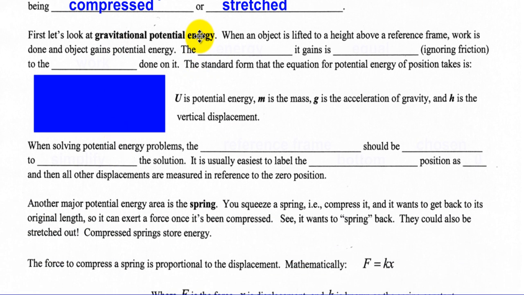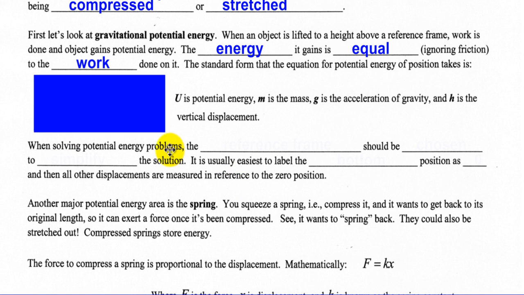First, let's look at gravitational potential energy. When an object is lifted to a height above a reference frame, now what is this whole reference frame? Why doesn't it just say above the ground? It says when an object is lifted to a height above a reference frame, work is done on the object and the object gains potential energy. The energy it gains is equal to the work done on it. That's the standard form for energy, and you'll see that in a minute.